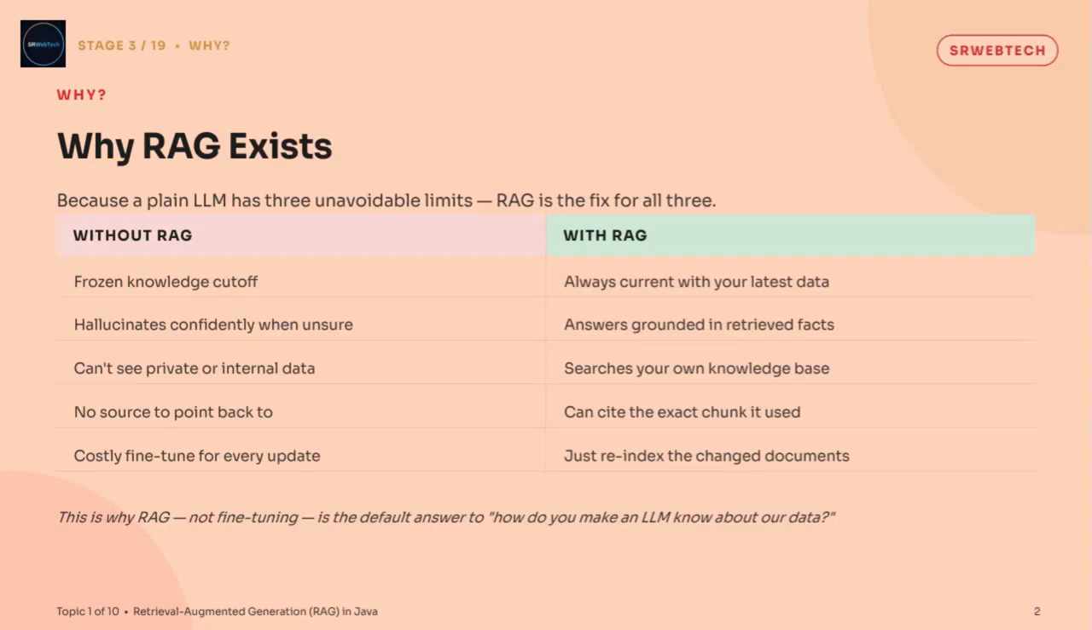Let's talk about why Retrieval-Augmented Generation, or RAG, is the go-to solution when we want a language model to work with our own data. Instead of fine-tuning the model every time something changes, which gets expensive and slow, RAG lets us just reindex the updated documents. It searches our knowledge base directly, so it can point to exact sources and stay current. Without RAG, models rely on frozen knowledge and can confidently make things up when unsure. RAG fixes those limits, grounding answers in real facts.